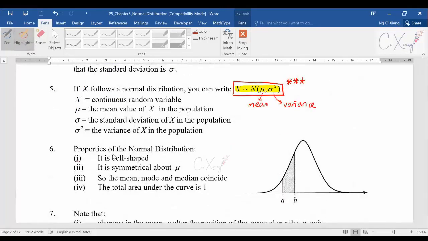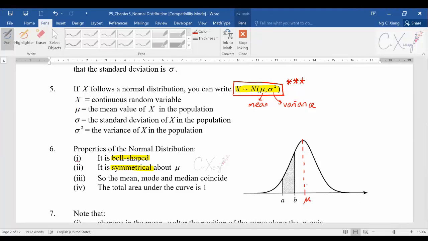So there are some properties of the normal distribution that you need to know. First, it is bell-shaped. Usually a normal curve will look something like this. Secondly, it is symmetric at mu. That means mu is in the center, the highest point here. When you label it, it will be the value of mu, the mean.